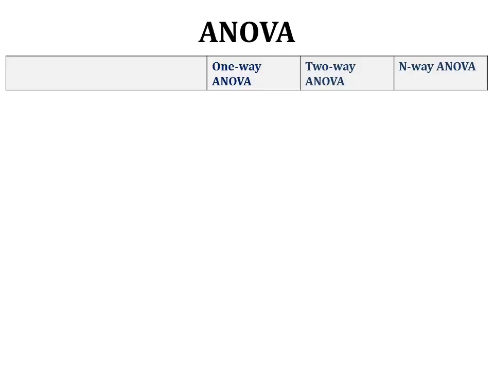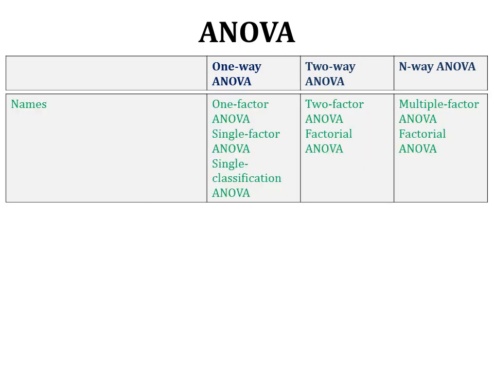Now let's have a quick comparison of these three types of ANOVA. So what are their different names? The one-way ANOVA is also known as the one-factor ANOVA, single-factor ANOVA, single classification ANOVA. The two-way ANOVA is also known as two-factor ANOVA or the factorial ANOVA. The n-way ANOVA is also known as the multiple factor ANOVA or factorial ANOVA. So these are different names.